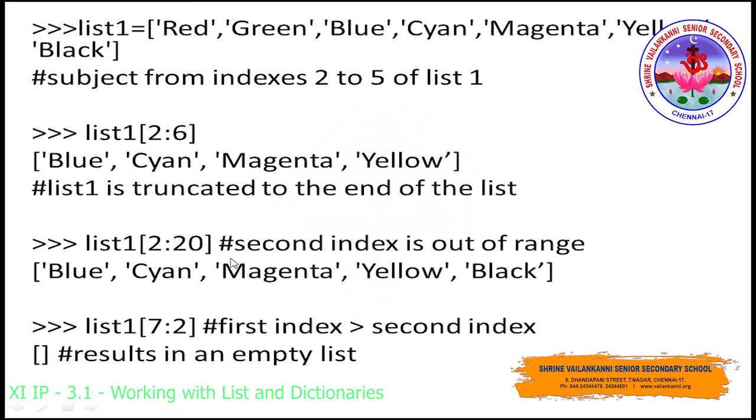Similarly for 2 is to 20, 20 is out of the index range. So what will happen? Whatever is available till the end of the list, starting from the second index position till the end of the list, everything gets printed. Got it. And 7 is to 2, what will happen here? 7 is out of the index range, and it is greater than the second index.